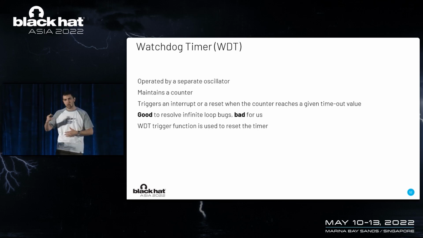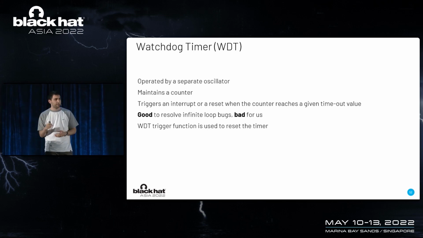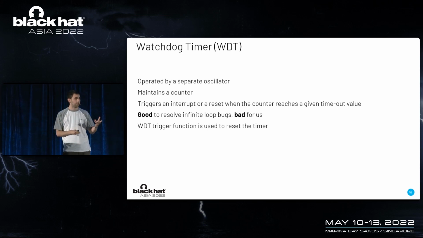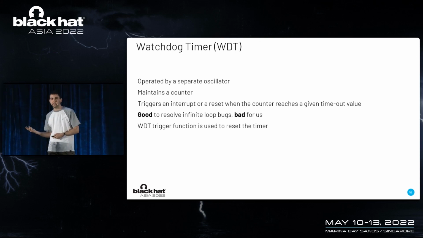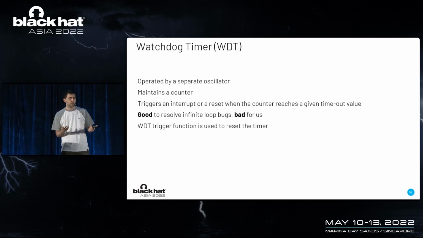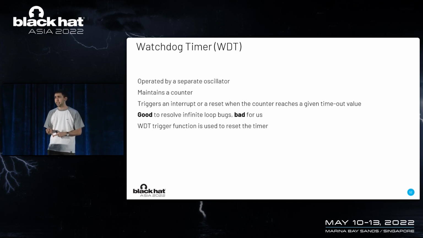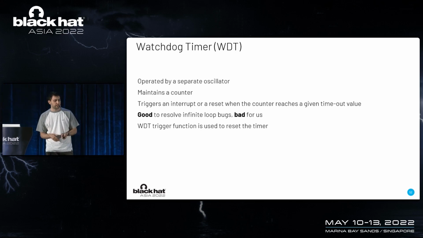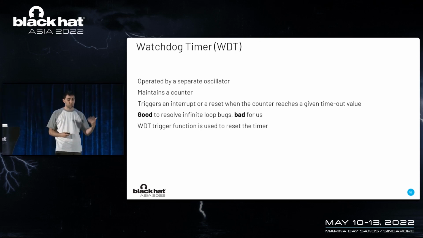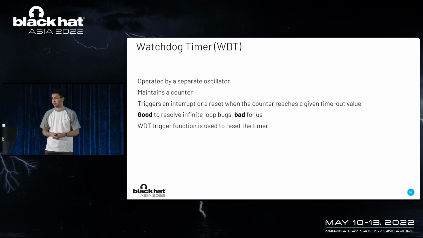And when it overflows, it triggers an exception or a trap, or whatever you want to call it, that either resets the system or is handled in some other way. This is very good, for example, for solving infinite loop bugs or implementing other scheduling mechanisms, but it's not really good for us because we want to just do whatever we want.